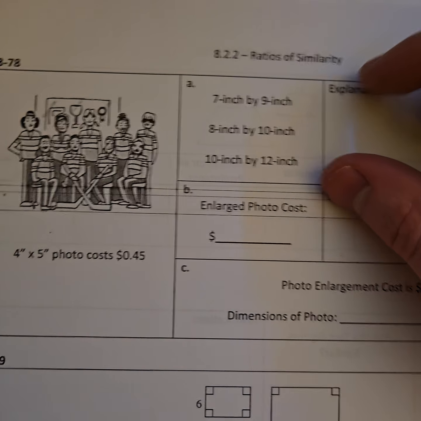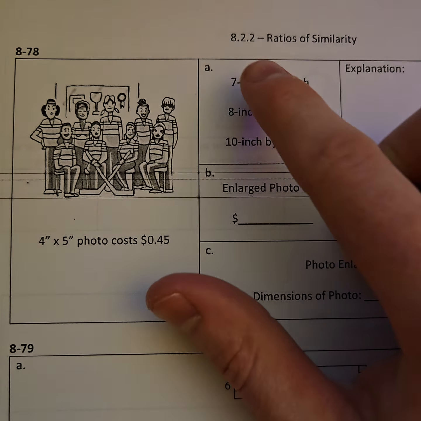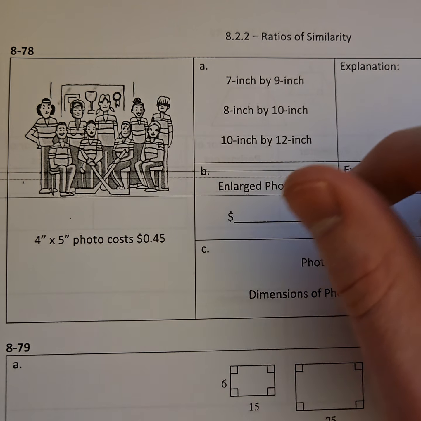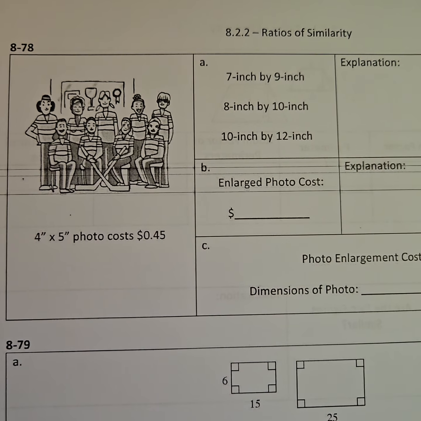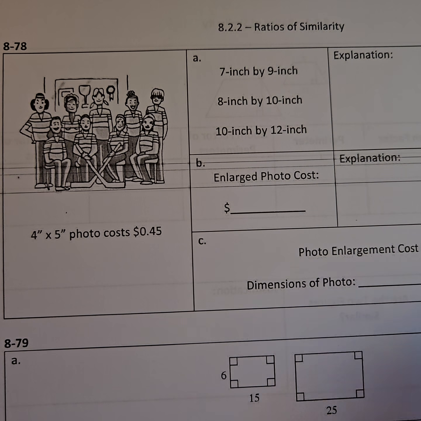Lesson 822 for geometry. Again, for today, make sure you guys have your books open to 822 and make sure you have these notes out. Okay, have those two things. All right, so you have your books open. Get to number 78 here.